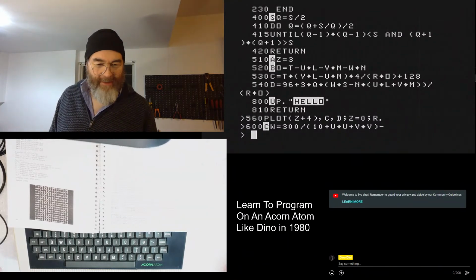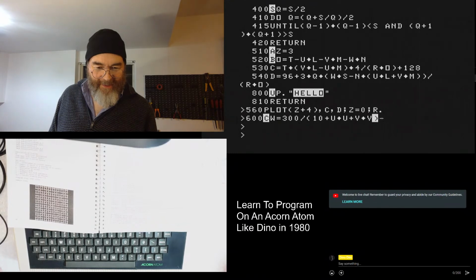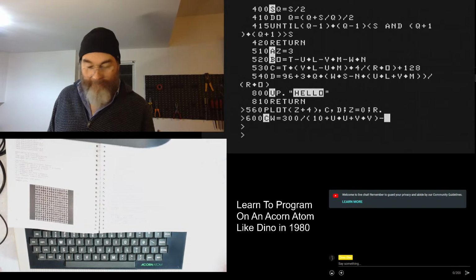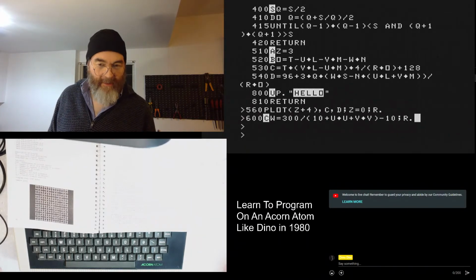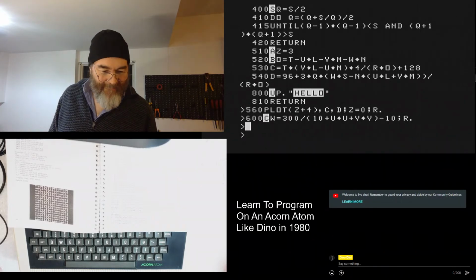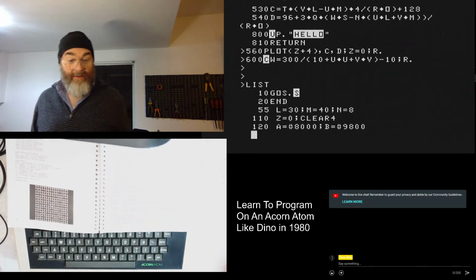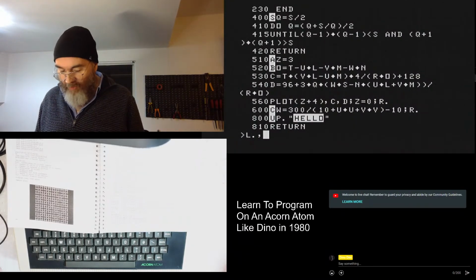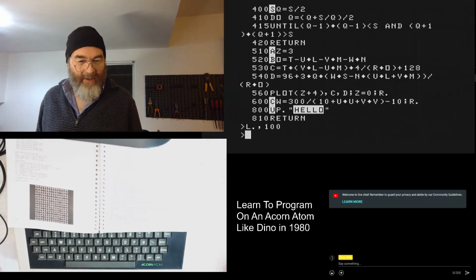Let's copy that. So we got as far as the minus 10, and yep, I saw there if I do list comma 100, so that's list up to line 100.